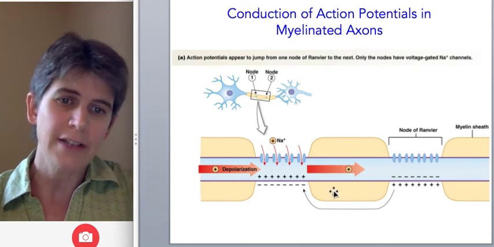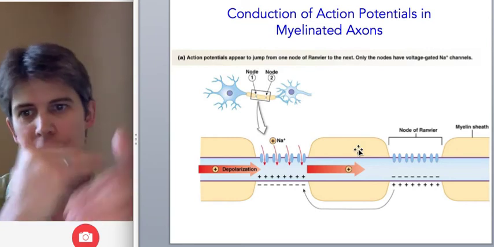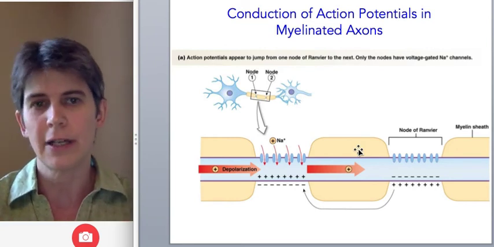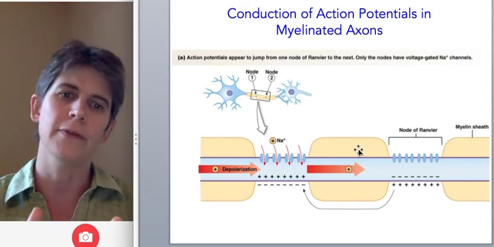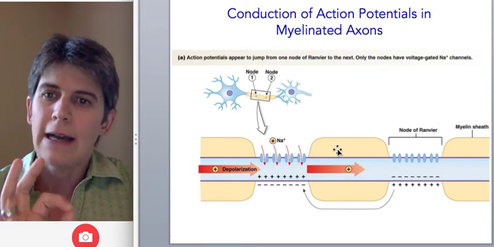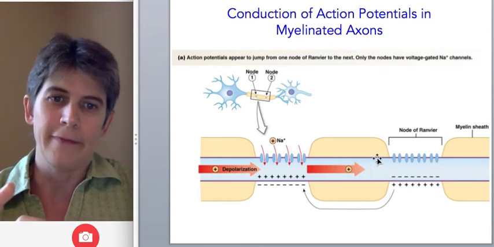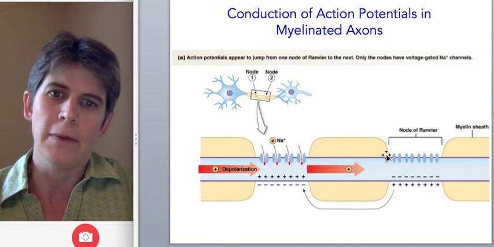There's just this insulated area created by the fatty portion of these oligodendrocytes or Schwann cells, depending on whether you're in the CNS or the peripheral nervous system, that wrap around these axons and prevent ion movement across the membrane. In fact, they prevent the movement of pretty much anything across this segment of the axon.